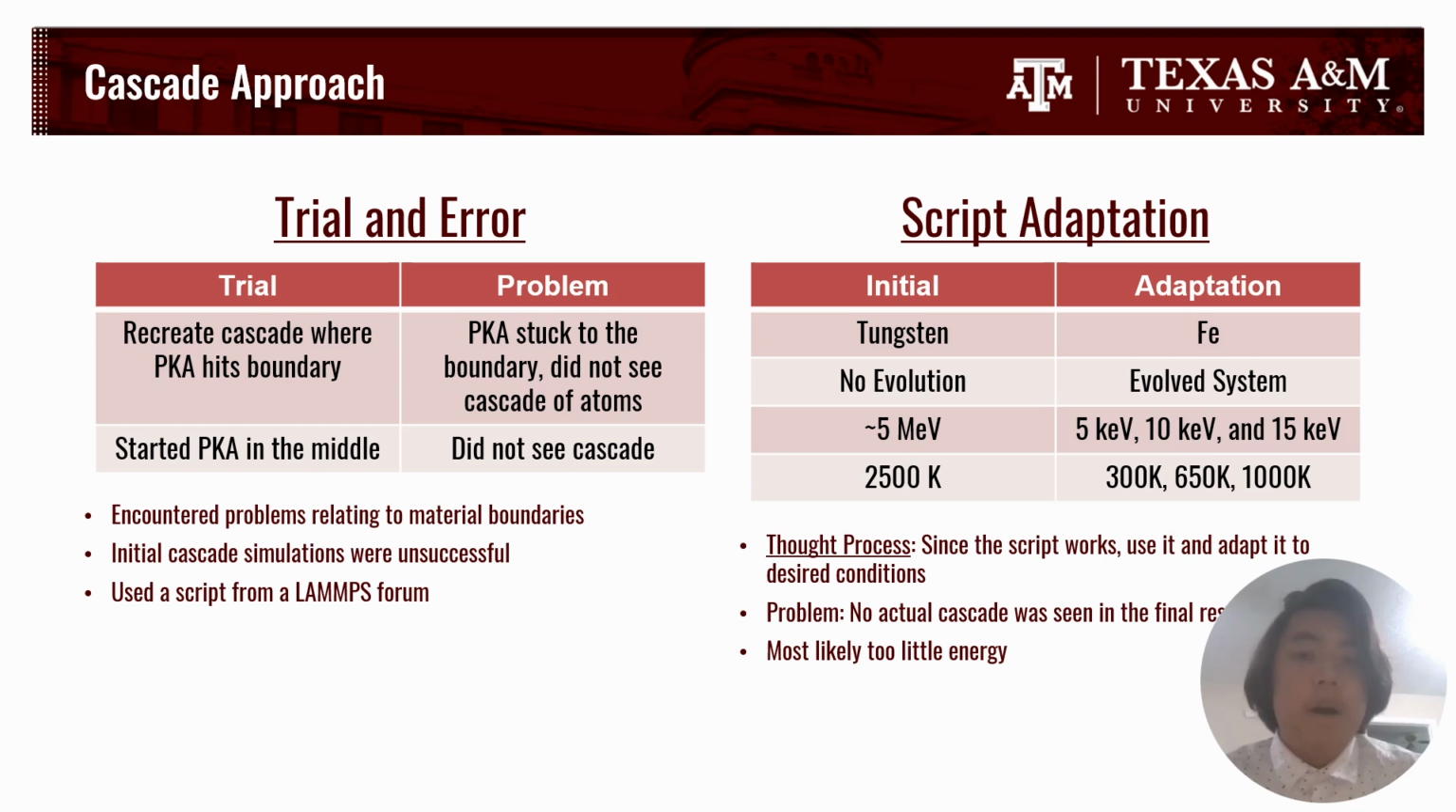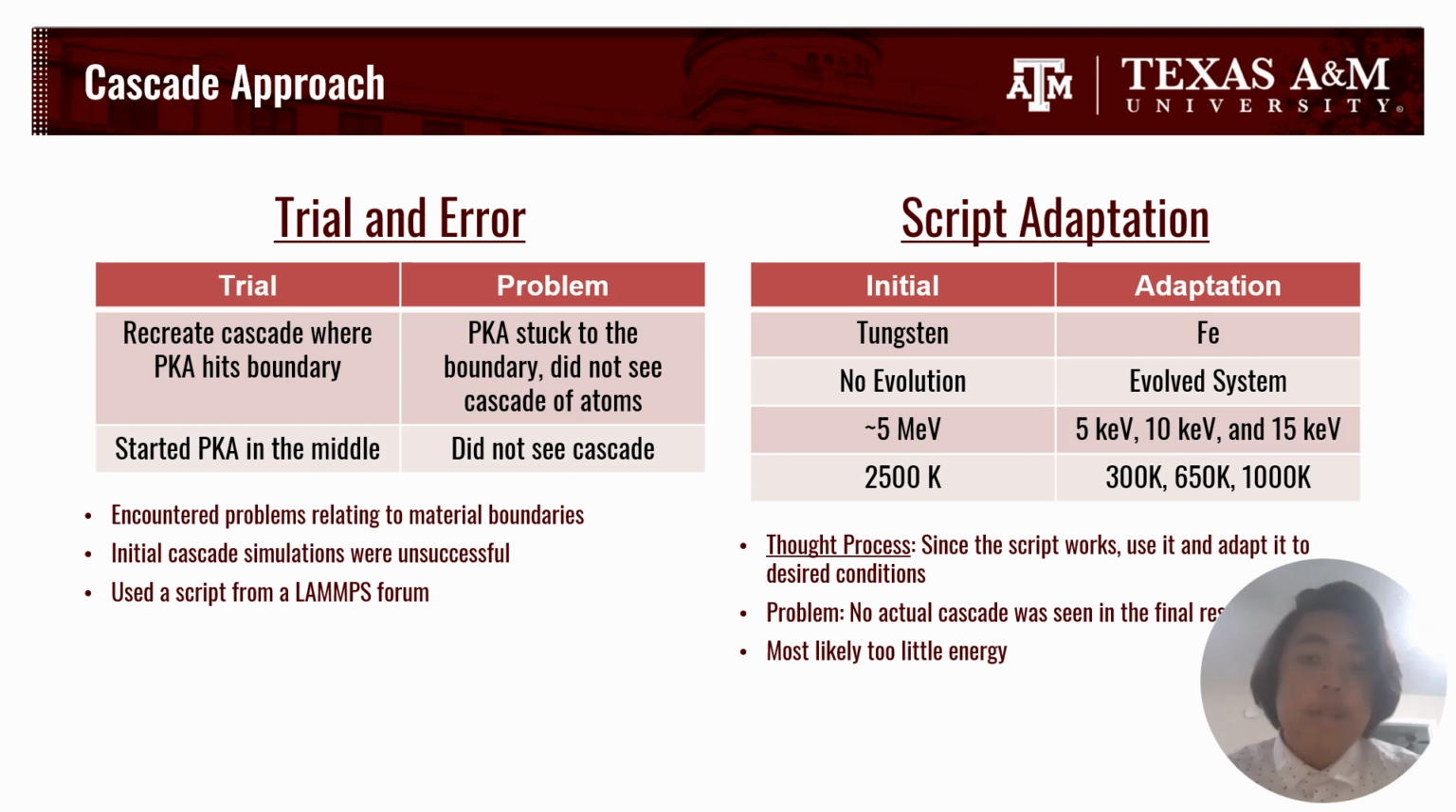The way I approached modeling cascade molecular dynamics was to first try to recreate the cascade where the PKA hits the material, but consistently the PKA would stick to the material. I also tried starting the PKA in the middle, but I did not see any cascade. So I used a working script that depicted a cascade and adapted it to fit my needs. For example, the script used tungsten as the element, so I changed the parameters to fit a cascade for iron. This would include changing things such as the lattice parameter and the potential. I also adapted the script to run 3 different energies and 3 different temperatures.